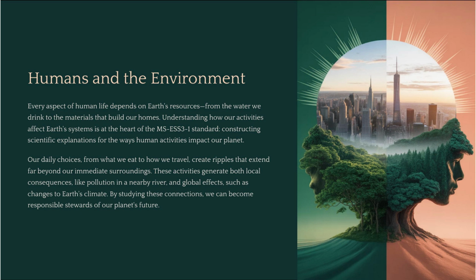Every single thing we do, from turning on a light switch to eating a sandwich, relies on resources taken from the earth. Humans are dominant on the planet, and as our population has grown and our technology has advanced, our impact has become huge. We are now powerful enough to change global systems like the atmosphere and the hydrosphere. This lesson is about understanding the cause and effect relationship: how our needs and activities create consequences for the Earth's delicate natural balances.